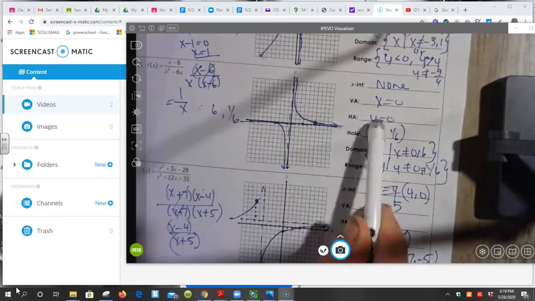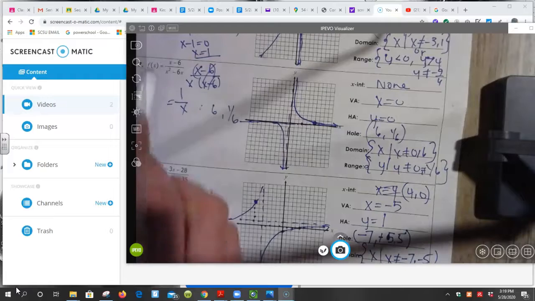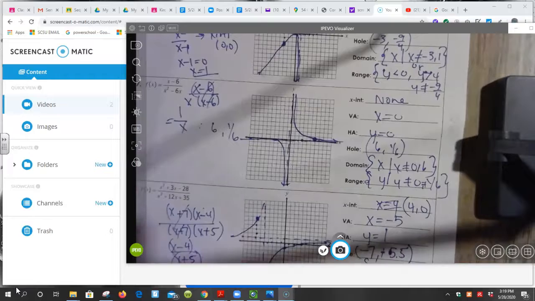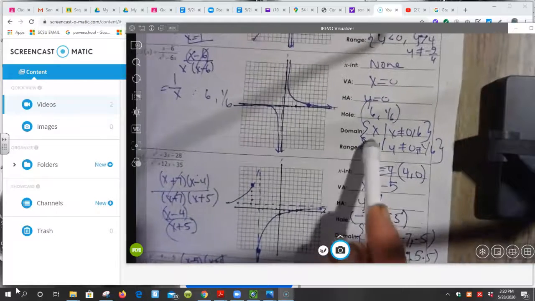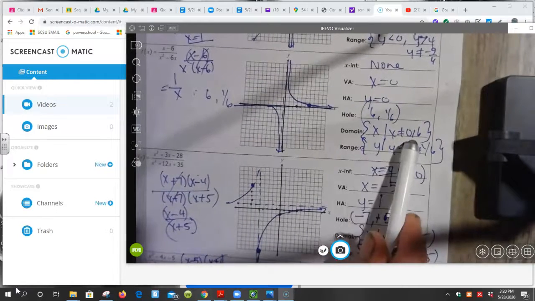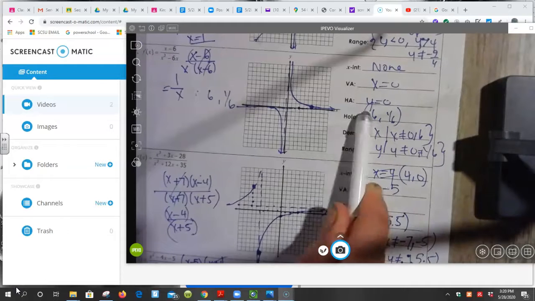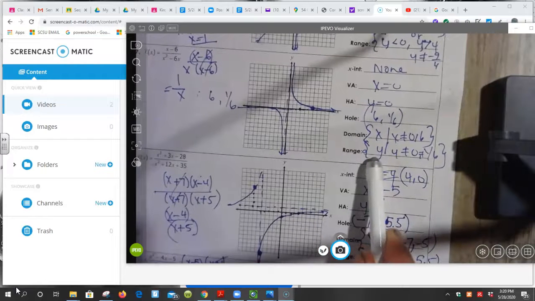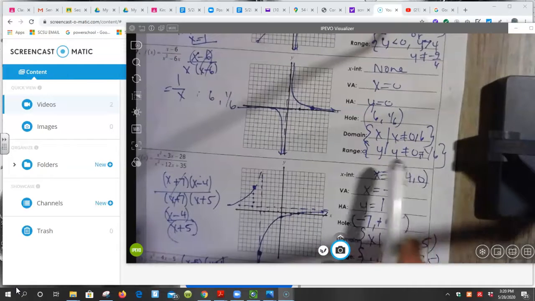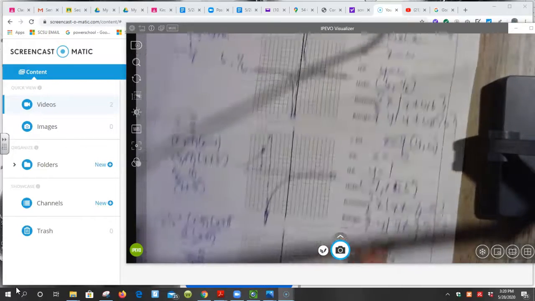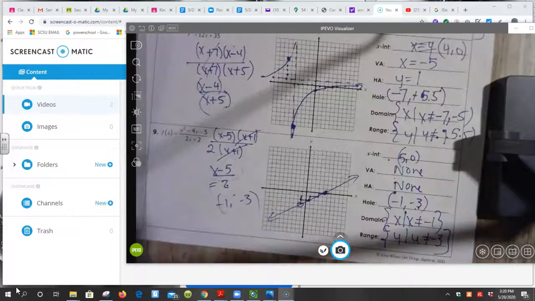The horizontal asymptote is the ratio. We look here and we see that the degree is higher in the denominator, which means this is going to be y equals 0, the x-axis. For the domain, x could be anything but 0 or 6. It can't be 0 because that's the asymptote. Can't be 6 because that's where the hole is. Range, y could be anything but 0 or 1/6, because 0 is where the asymptote is, and 1/6 is the y-coordinate of the hole.